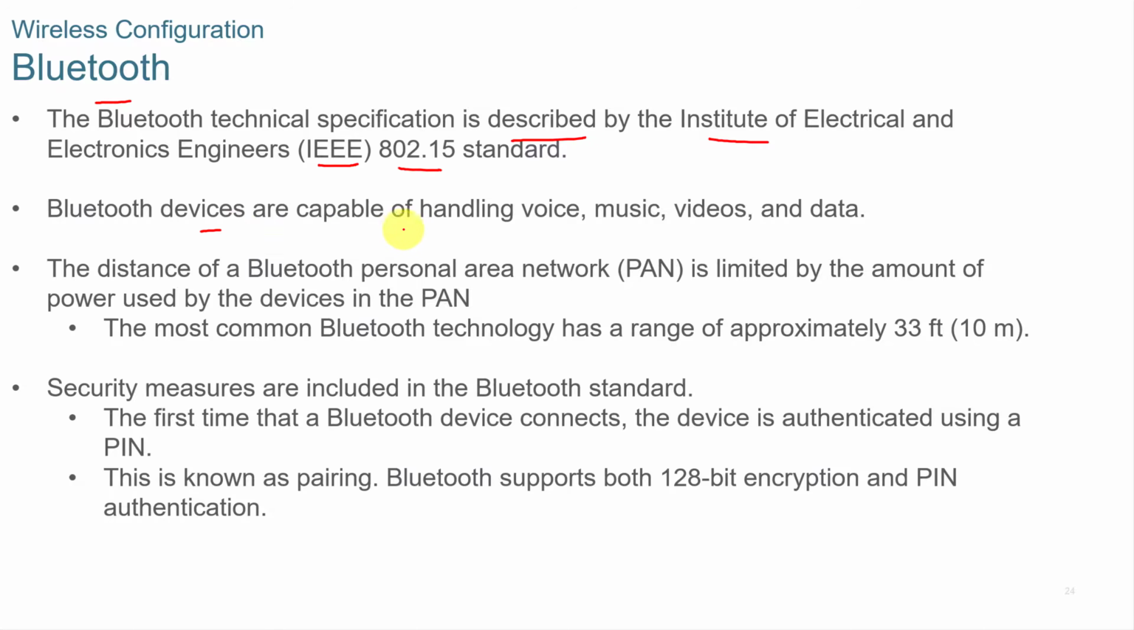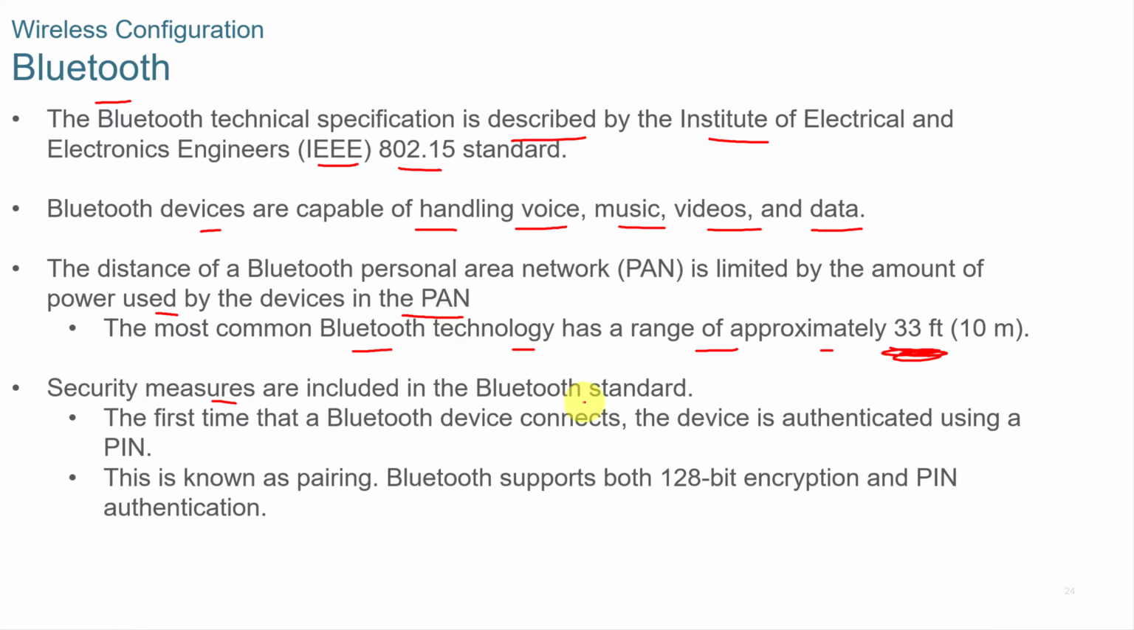Bluetooth devices are capable of handling voice, music, videos, and data. And the distance of a Bluetooth personal area network, a Bluetooth PAN, is limited by the amount of power used by the devices. The most common Bluetooth technology has a range of about 33 feet.